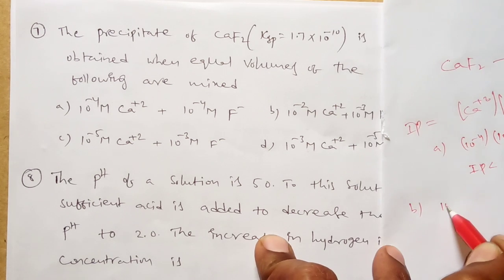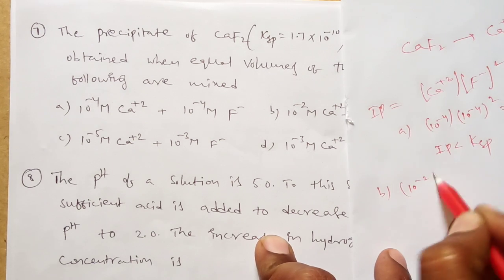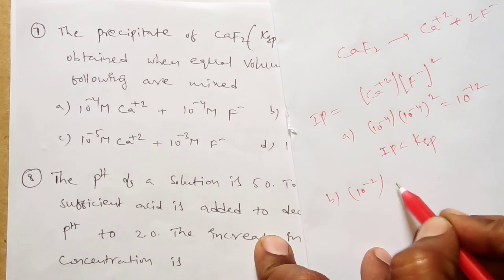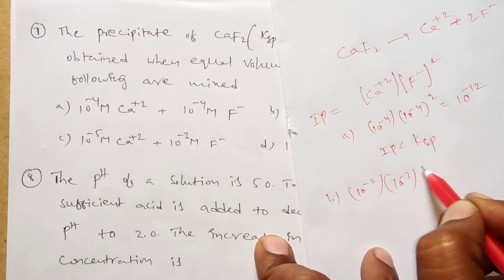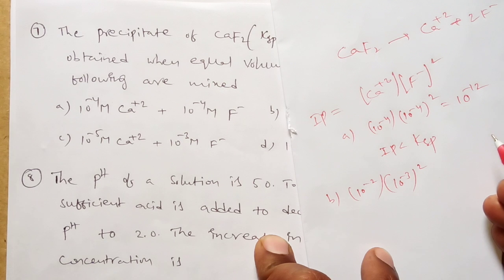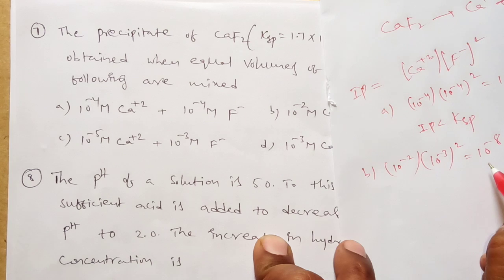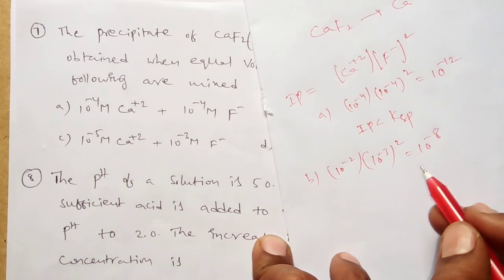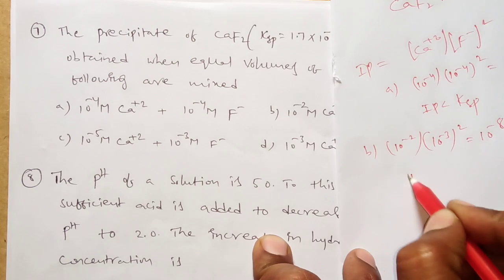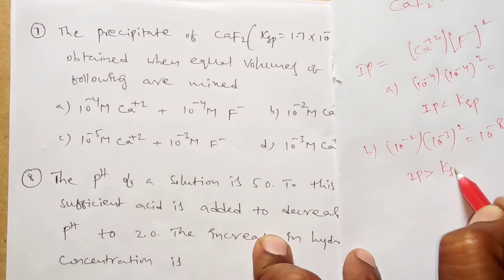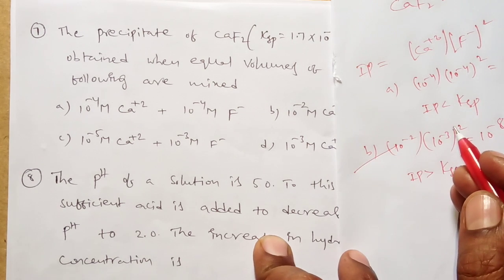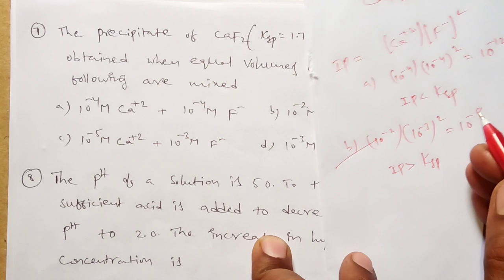Ca plus 2 concentration is 10 power minus 2. F minus concentration is 10 power minus 3. So 10 power minus 3 whole square, because F minus whole square. What will you get here? 10 power minus 8. Now 10 power minus 8 is more than Ksp or less than Ksp? See there. So now ionic product is greater than solubility product. Now in this case, you will get the precipitate. So like that you check it.